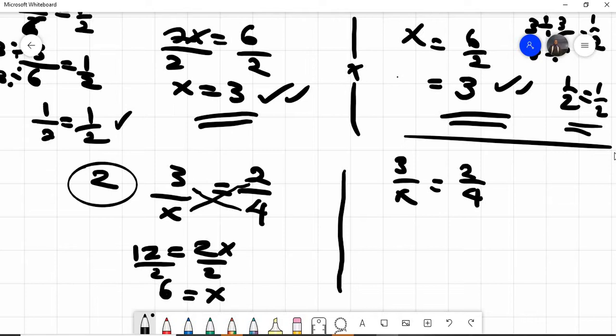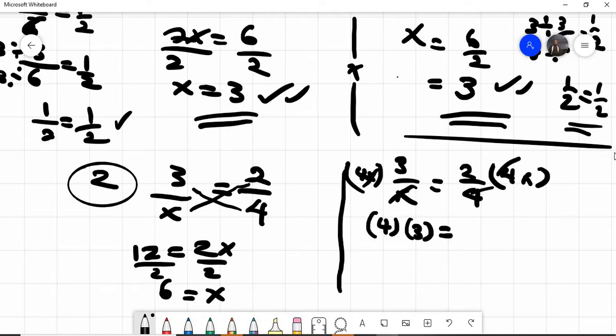Now if we multiply both sides by 4x, this one will cancel the x alone, and then 4 times 3, here we're gonna get 4 times 3, and the 4 on this side is cancelled out, and then 2 times x is going to be the same, one step extra anyway. So this one will be 12, and this one is 2x, and then you divide this one by 2, this one by 2, 6 equals x.